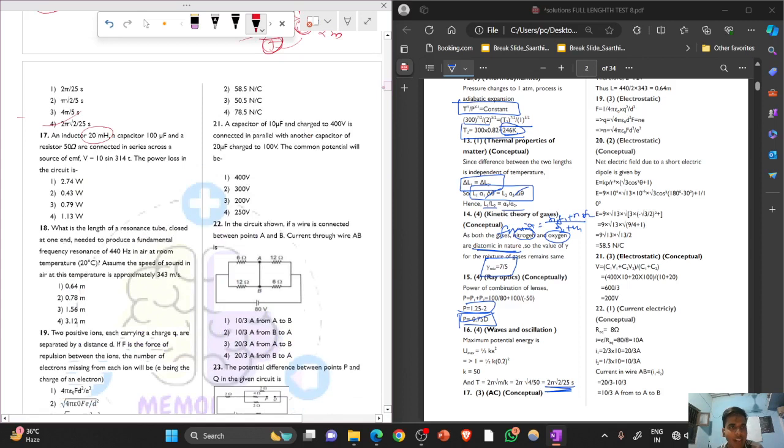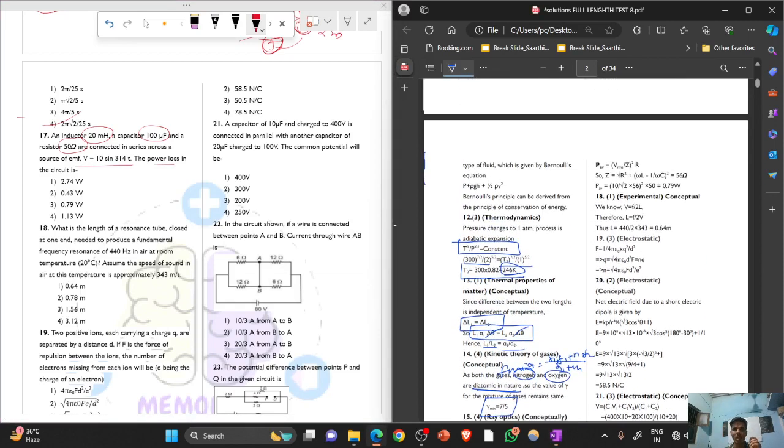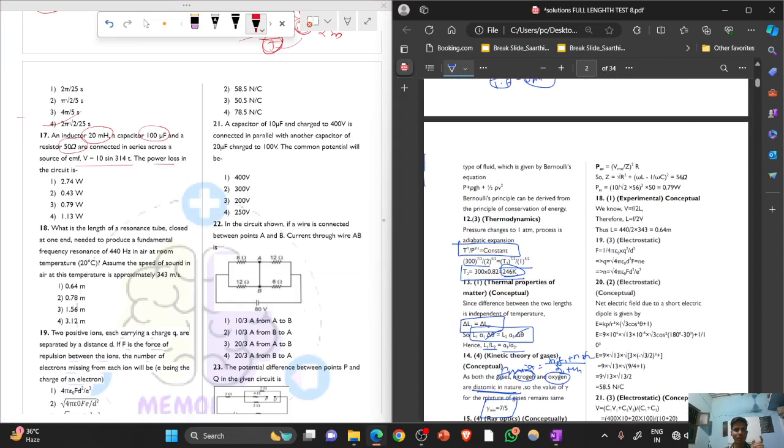An inductor value is given, a capacitor value is given; it's simply an LCR-based question. You just need to calculate the power loss. It's a concept-based question. You are given all the values, and you simply need to put them in. You know power equals what? V square by Z, multiplied by R, is your power value. Power loss is asked in the socket.